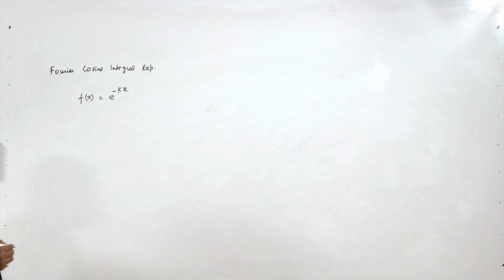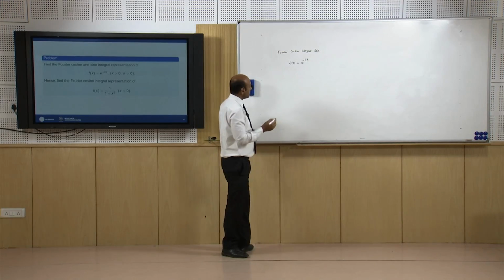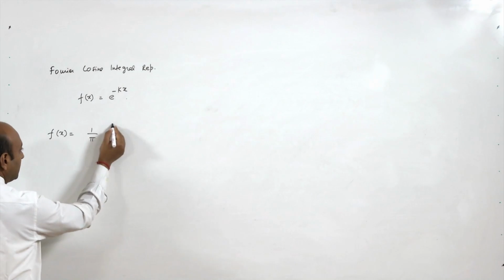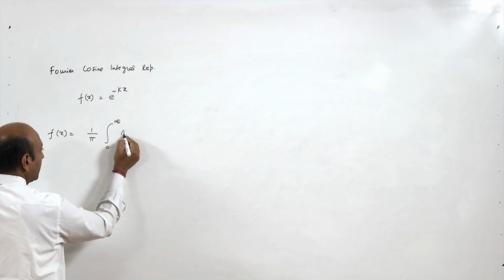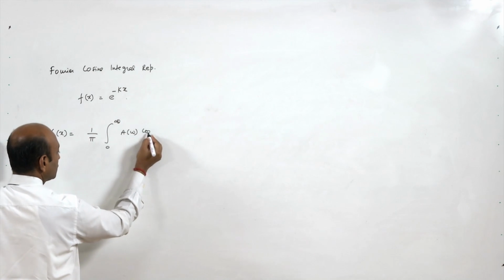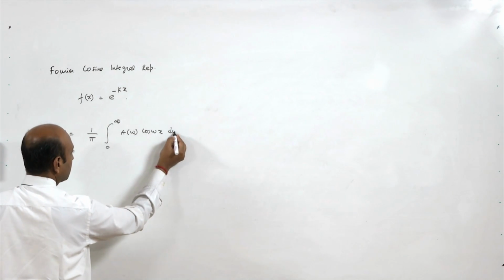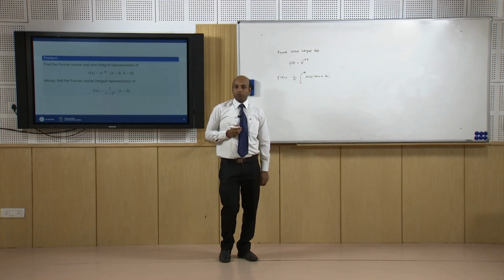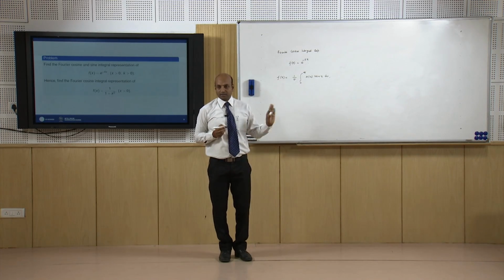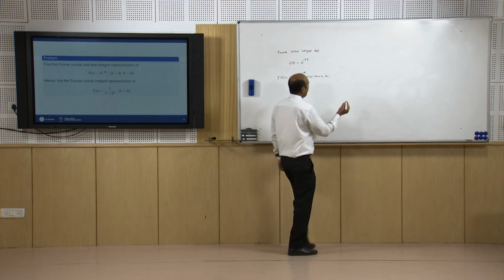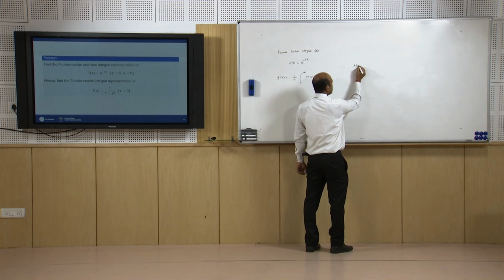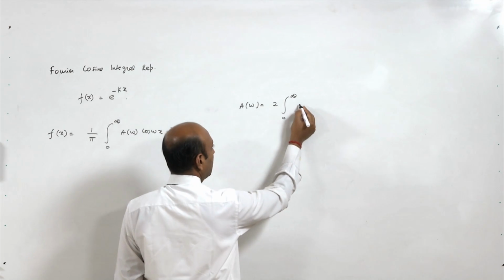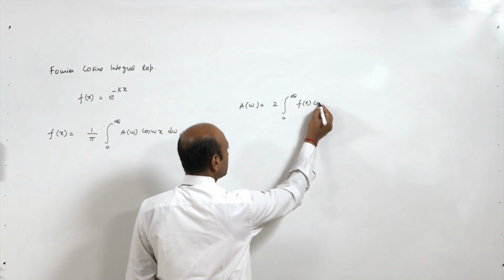So we know that the Fourier cosine integral representation of a function is given by f(x) equals 1 upon pi integral 0 to infinity A(omega) cos(omega x) d omega, because for the Fourier cosine integral representation we have only the cosine series and B(omega) is 0. So what will be A(omega)? Let us find A(omega). For this, A(omega) is nothing but 2 times integral 0 to infinity f(t) cos(omega t) dt.